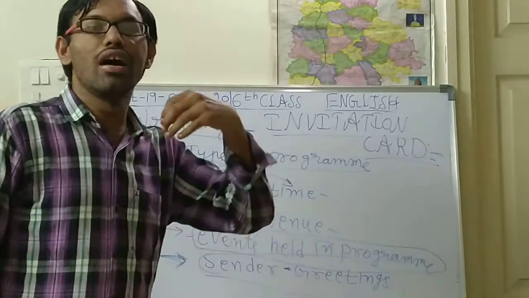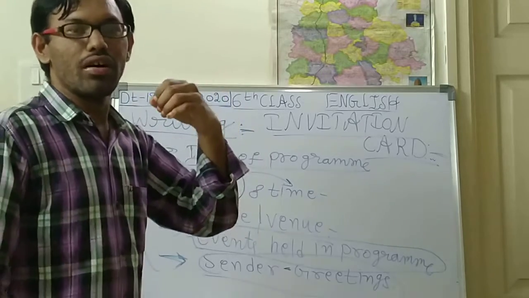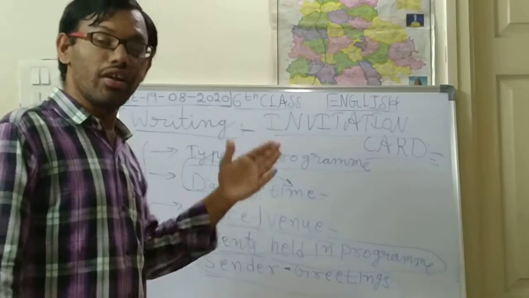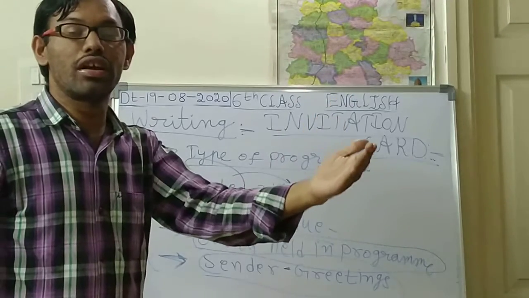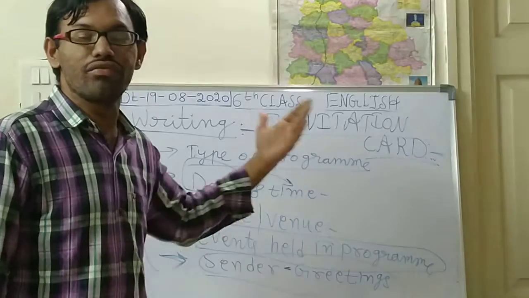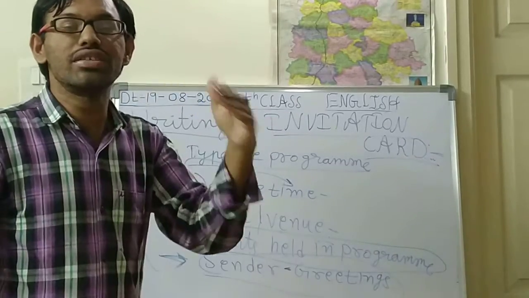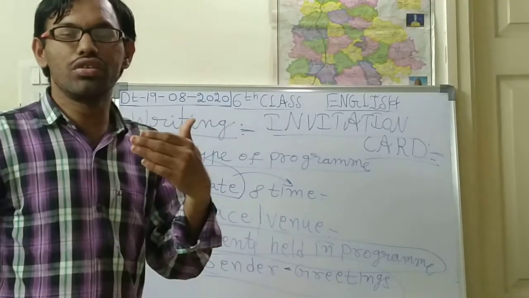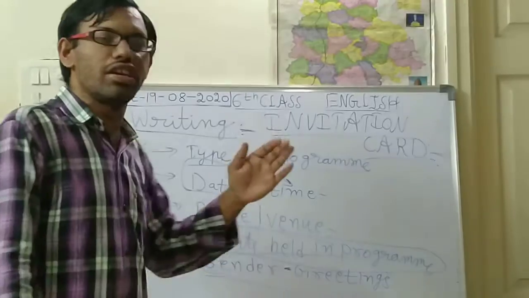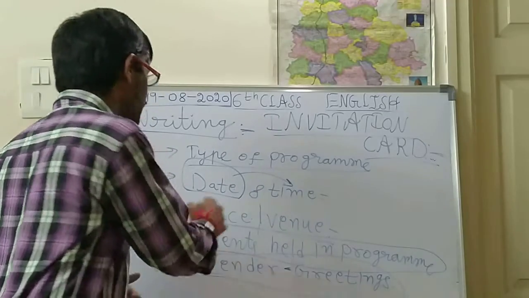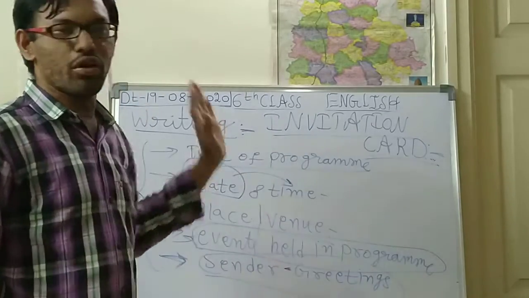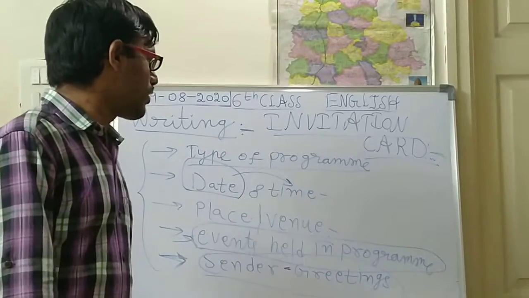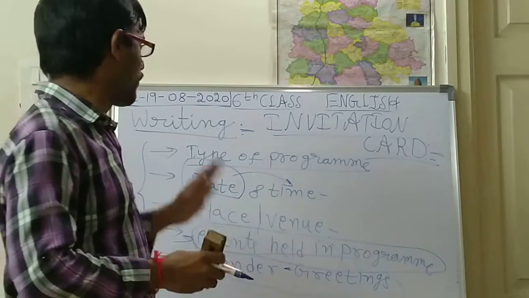These school students are doing some useful experiments in the school. If I attend that education fair, I will be seeing some more useful experiments which are used in our daily life. Like that they will think. So place and venue, type of program, all these things you have to mention. So this is the concept of an invitation card.